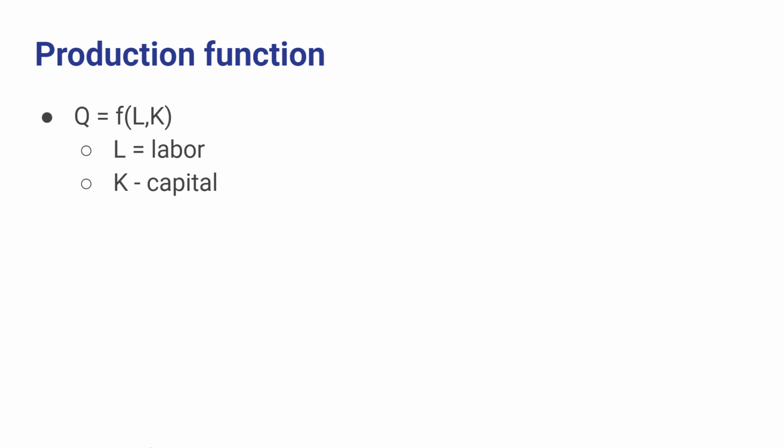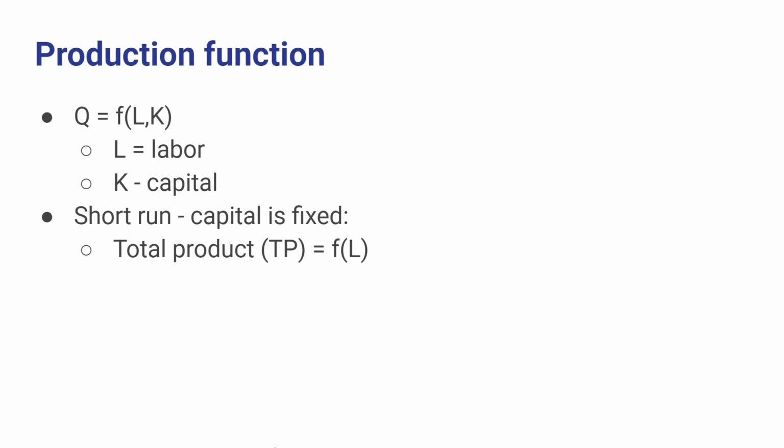You may wonder what happened to the other inputs. We're just going to simplify this to make the analysis easier, and you can think of labor as representing all those inputs that are variable in the short run, while capital represents those inputs that are only variable in the long run. So in the short run, capital is fixed, so this production function simplifies to what we call a total product function, which is now just a function of the amount of labor.